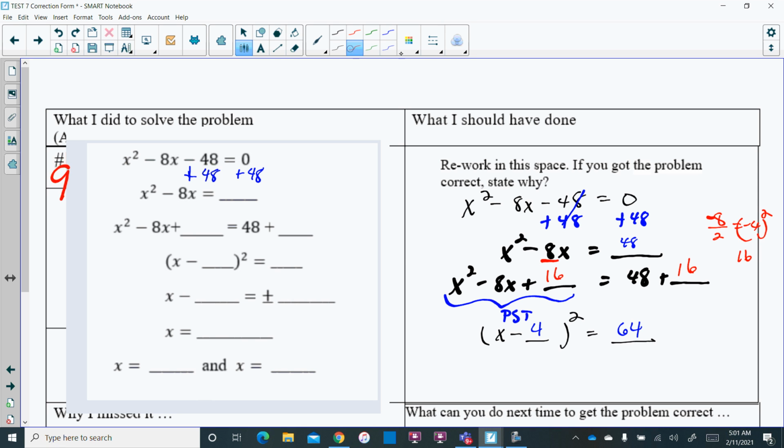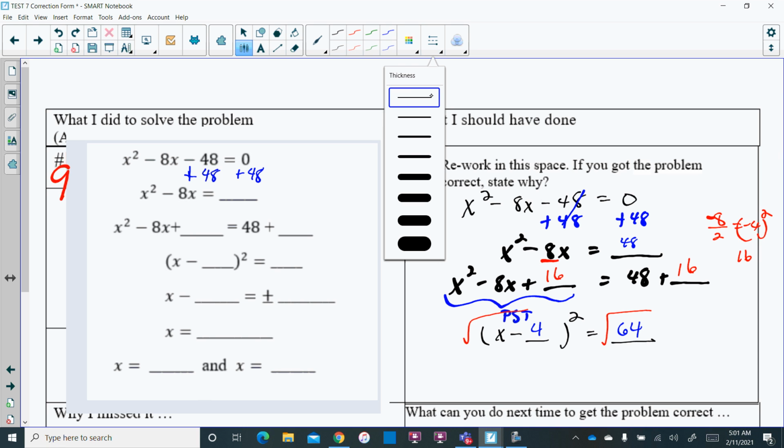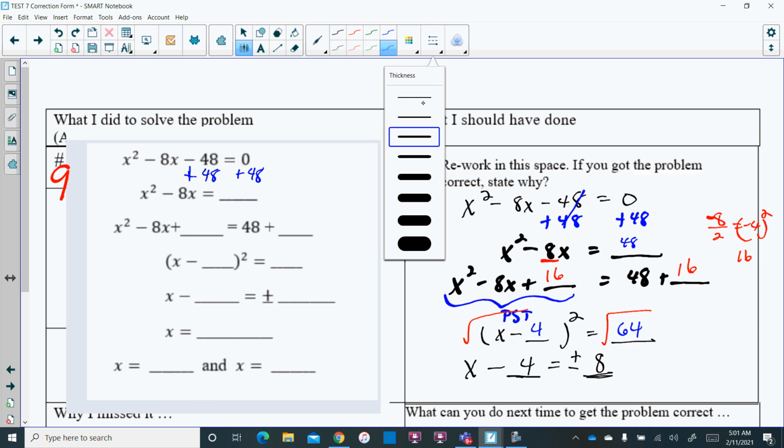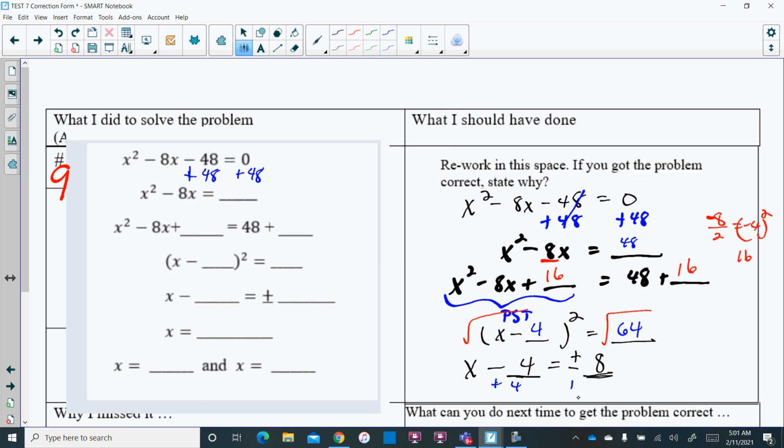So now step 4 requires you to take the square root of both sides. When you do that, in this next section you should have x minus 4 in the blank right here, equals plus or minus 8. That was in the blank here. I'm starting to run out of room, so I apologize for that. Then we want to isolate our x, so this next step requires you to add 4 to both sides.